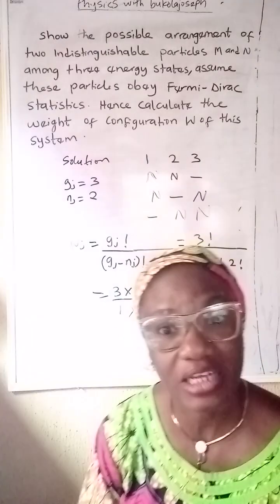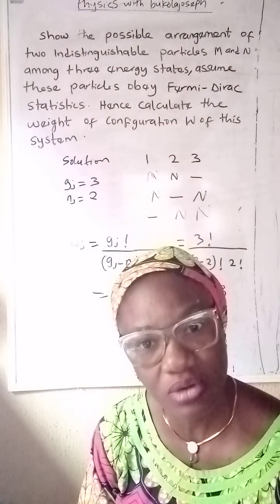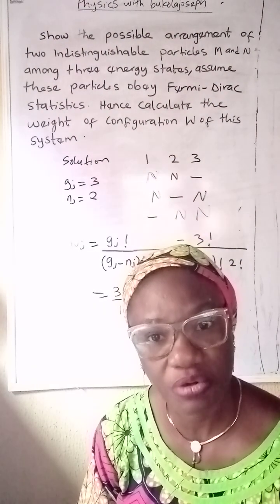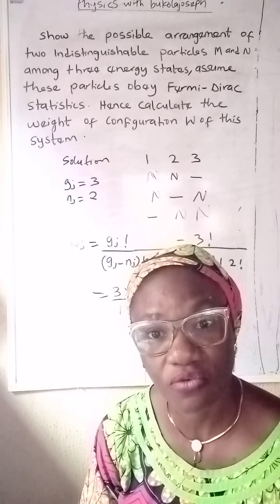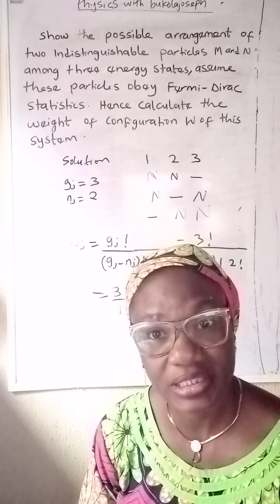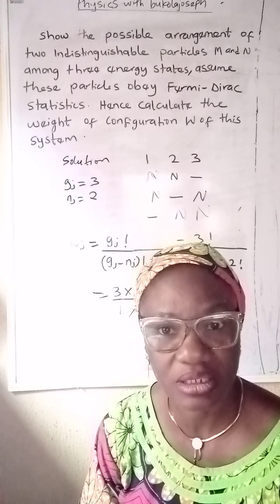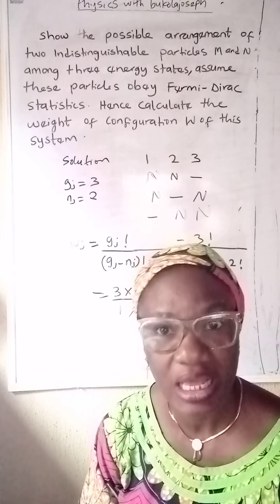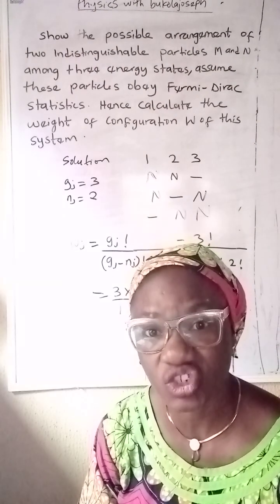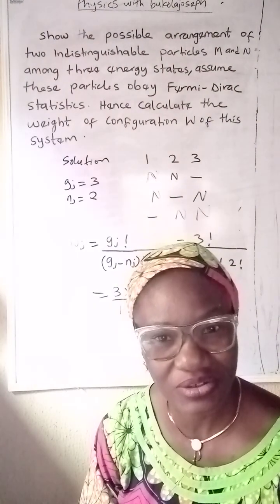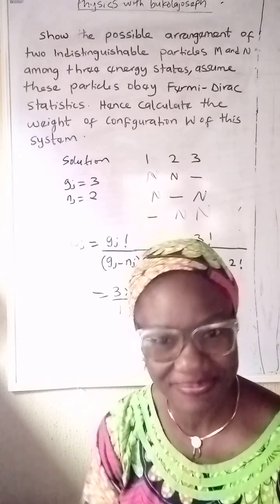I hope you enjoyed this video. If you have not seen that of Bose-Einstein, you can check out the previous video on Bose-Einstein, and you will see that the number of ways that the particles can be arranged is 6 ways.